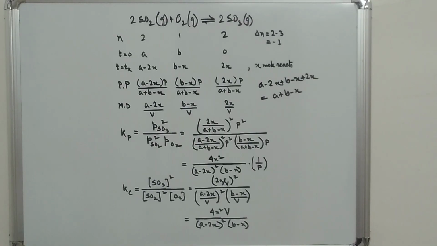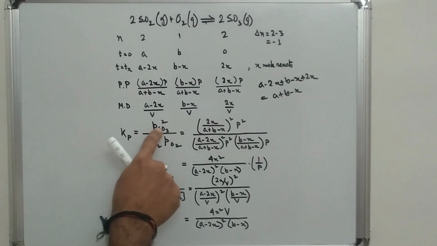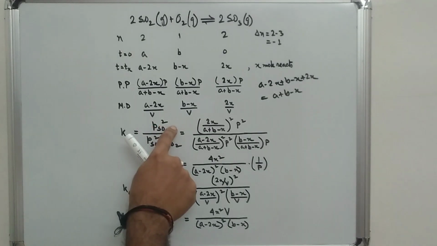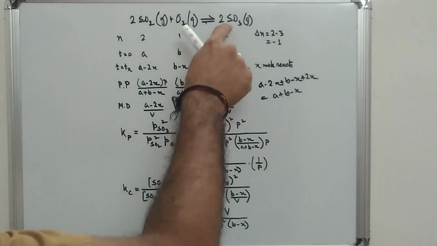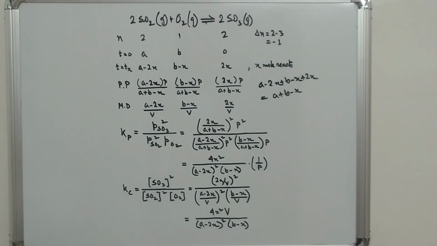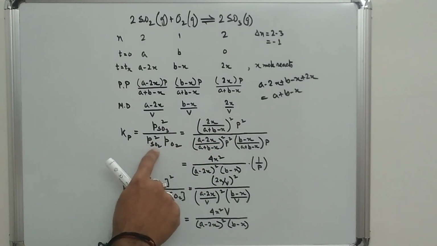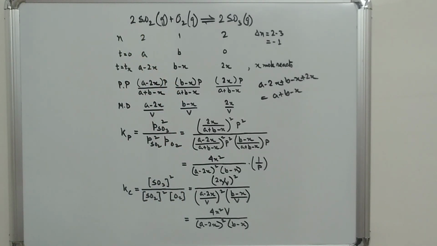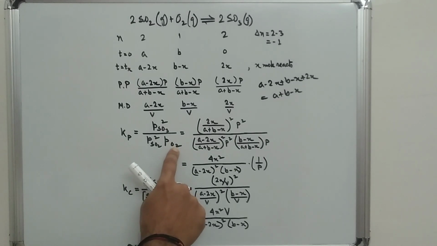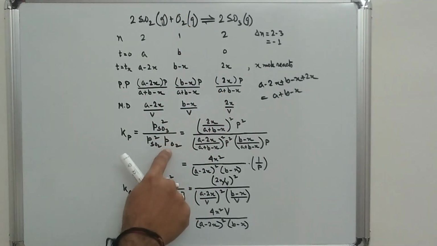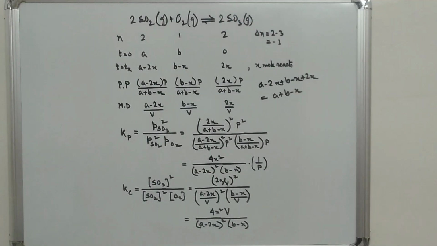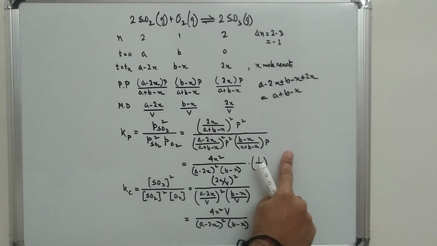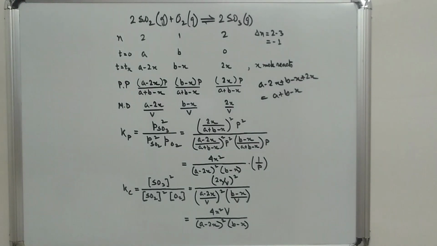Thus, the equilibrium constant Kp, corresponding to partial pressures, will be the partial pressure of SO3 squared, where the 2 comes from the coefficient of SO3, divided by the partial pressure of SO2 squared, where the 2 comes from the coefficient of SO2, and the coefficient of O2 is 1, so it will be simply pO2. Putting in the individual values of the compounds, we get this after simplification.